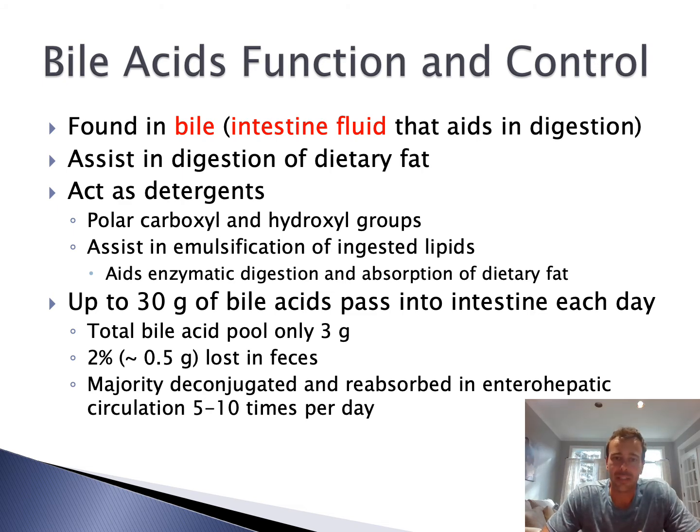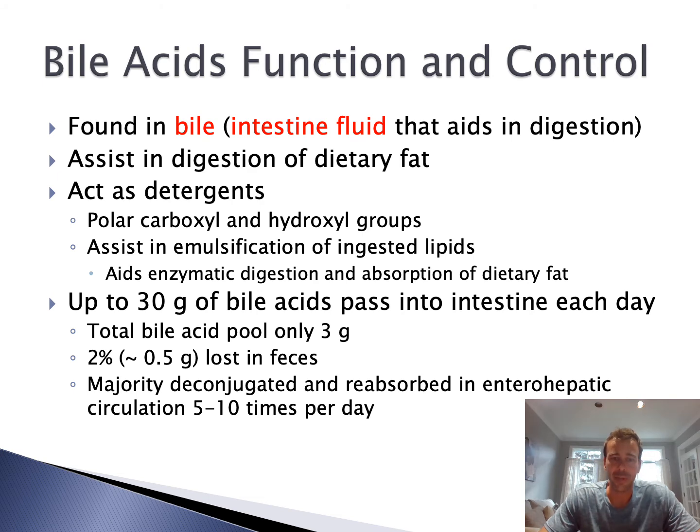The bile acids are found in the bile, which is the intestine fluid that aids in digestion. So what these things do is they assist in digestion of dietary fat. Essentially what they are is detergents. They have the polar carboxyl and hydroxyl groups as showed on the last slide, and then they have the hydrophobic components, the hydrophobic rings. So you get emulsification of ingested lipids through the use of these bile acids, and that helps solubilization and enzymatic digestion and absorption of dietary fat.